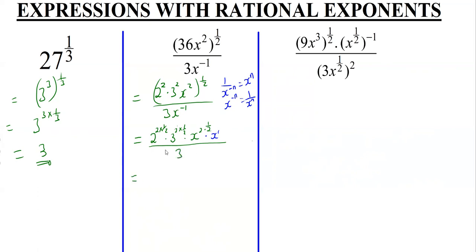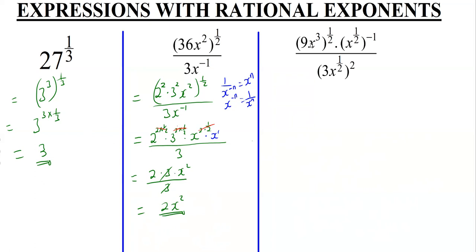3. Now, here is going to cancel here. This one is going to cancel, this one is going to cancel, this one is going to cancel. So when it cancels, we are going to have 2 times 3, x to the power of 1 times x to the power of 1 is going to be x to the power of 2, over 3. Then 3 and 3 cancels. We're going to be left with 2x squared. That's our final answer. Okay. I hope you guys are understanding these steps very well.